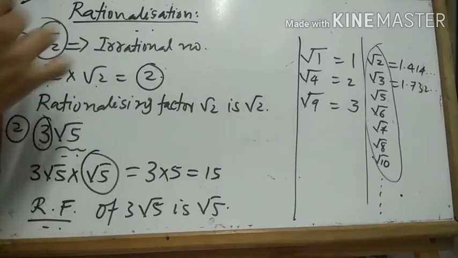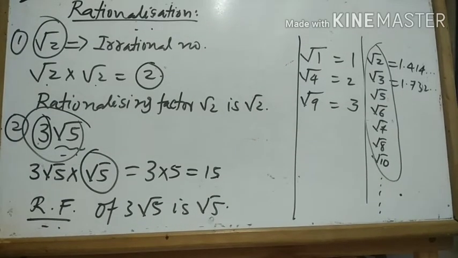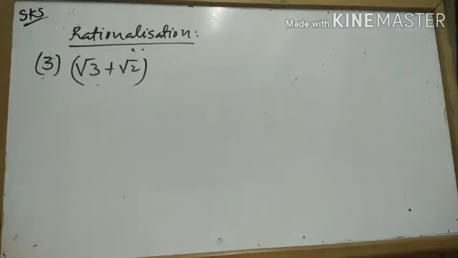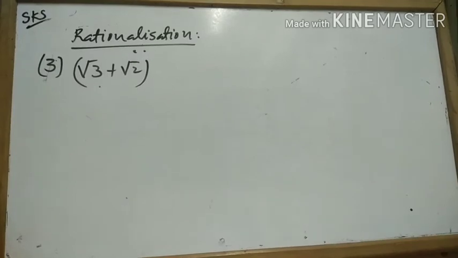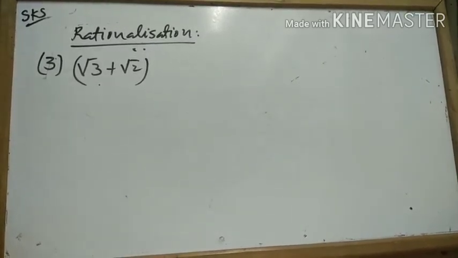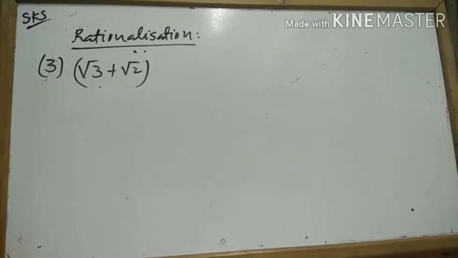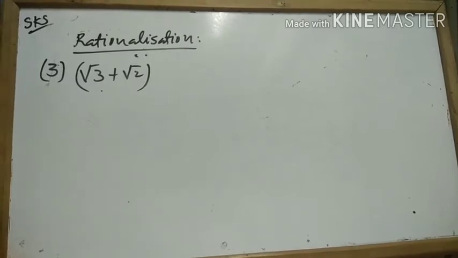The example I took was a monomial. This is also a monomial. Now we shall see how to rationalize a binomial. Now I have taken a binomial, root 3 plus root 2. Both of them are irrational numbers. I have to rationalize them, and I would just remind you, when I say rationalize the number, that means I have to make that irrational number into a rational number by multiplying with a suitable number.